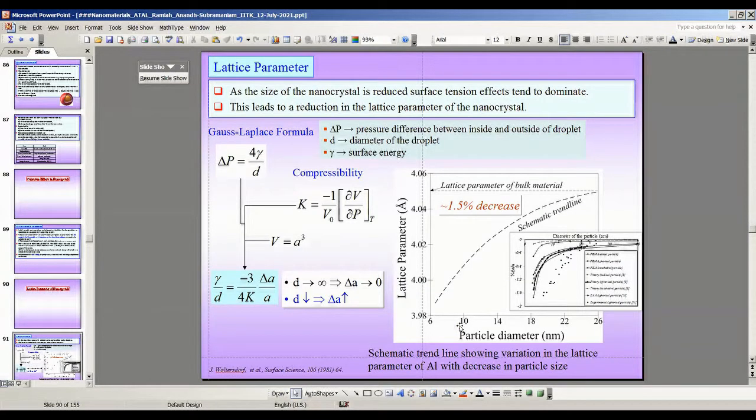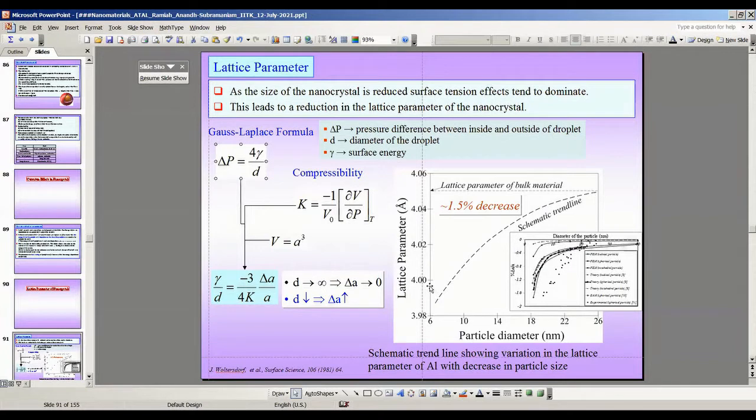Now, what happens to the surface stress? Because now the atoms on the surface are less bonded, and therefore what happens? There is a higher surface stress, or a surface tension in the case of liquids. Now this leads to an excess pressure, as shown by the Gauss-Laplace formula here on the left-hand side. Now what happens because of that? The surface tends to push on the material.